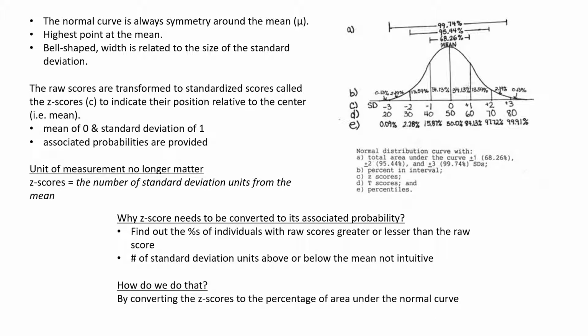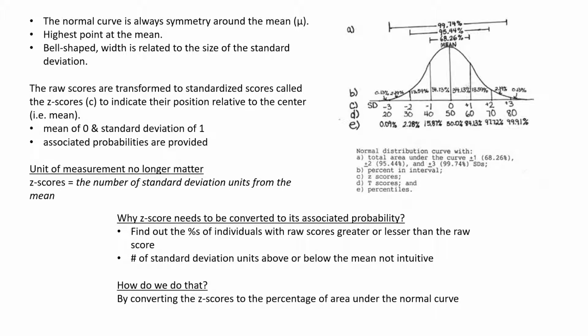In the normal curve, the raw scores that pertain to different measures or variables, whether they are measured in dollars, numbers, inches, centimeters, and so on, are transformed to standardized scores. We call them the z-scores to indicate their position relative to the center or the mean. Because of such transformation, the normal distribution has a mean of 0 and a standard deviation of 1. Its associated probabilities are also provided in the normal curve.